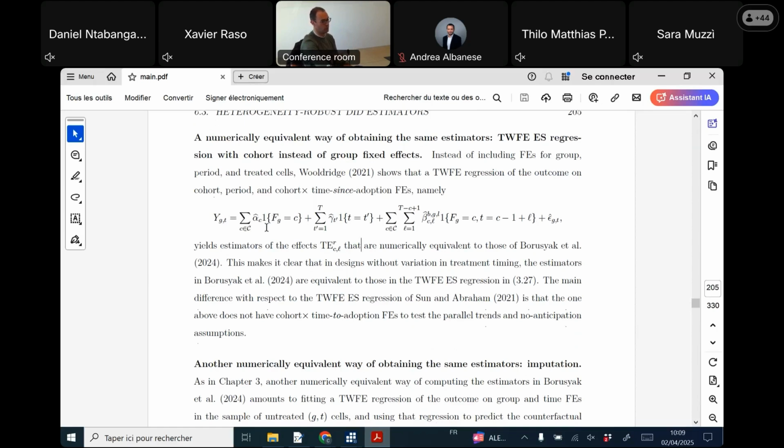Okay. So the Borusyak et al. estimator is really a generalization of that estimator to the case where we have variation in treatment timing.